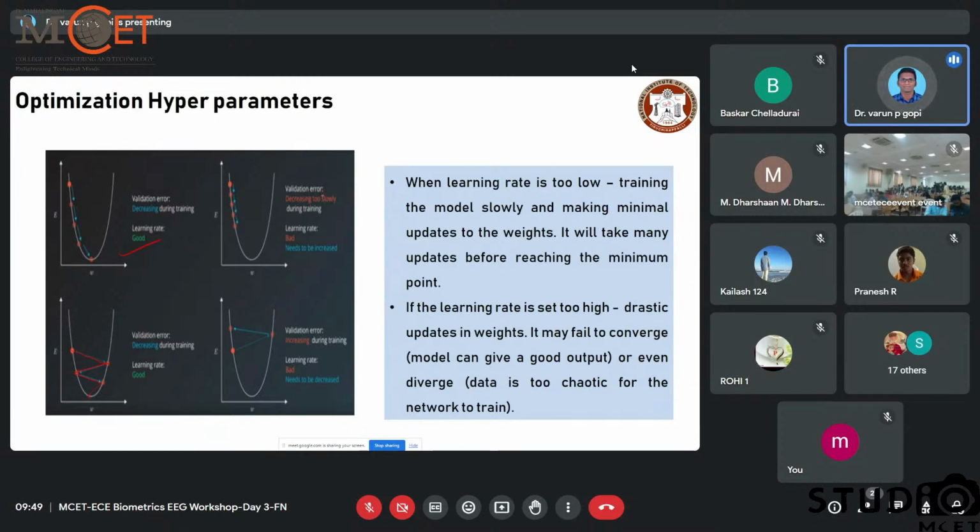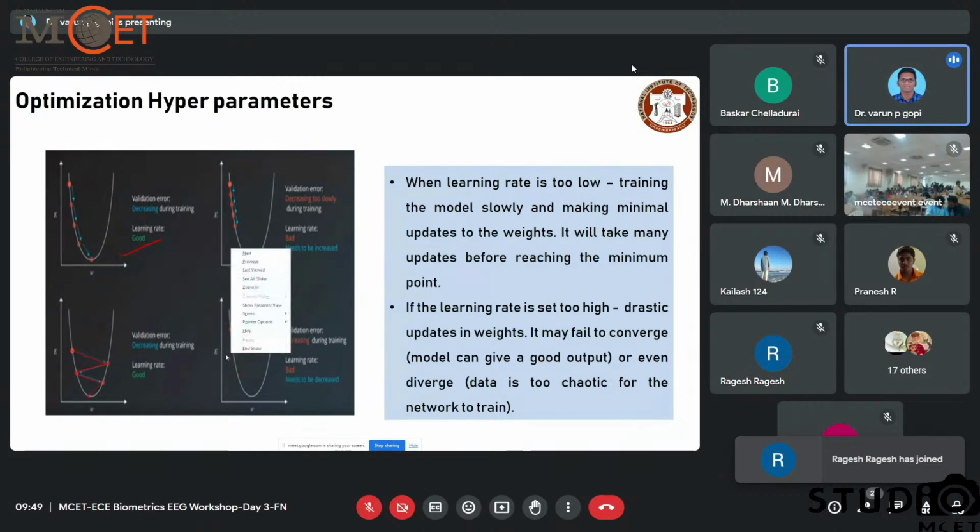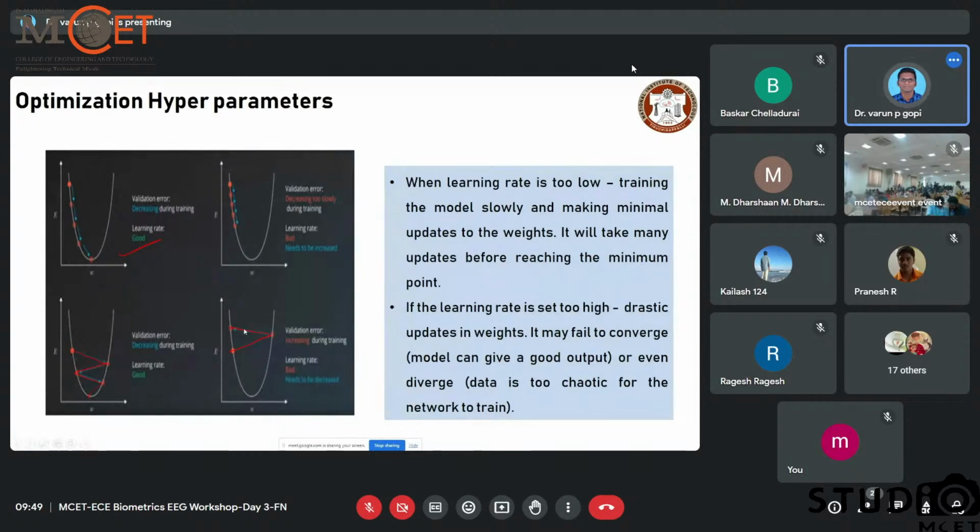But when you see the validation error decreasing too slowly, it will take a large time to converge because the learning rate is very small. And similarly here, the error keeps increasing, which means your network is not good. So by looking at the loss curve itself, you are able to identify whether your learning rate is good or bad. Based on that, you can adjust your learning rate.